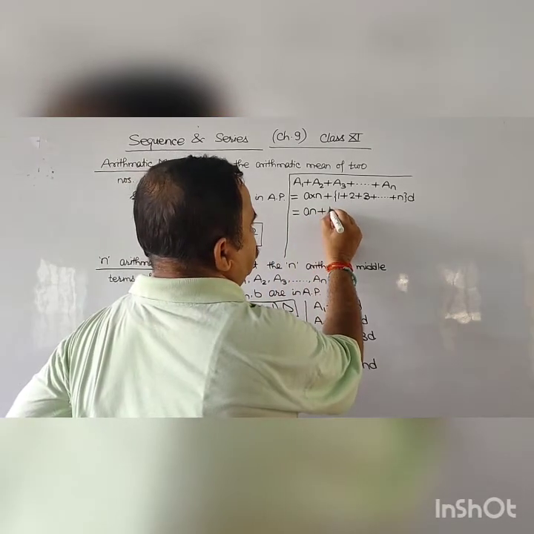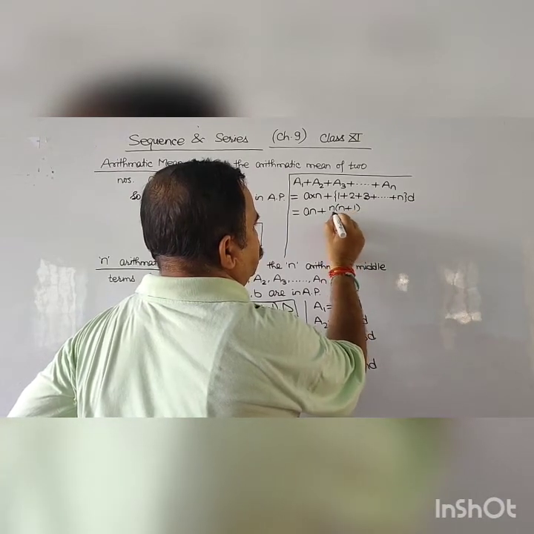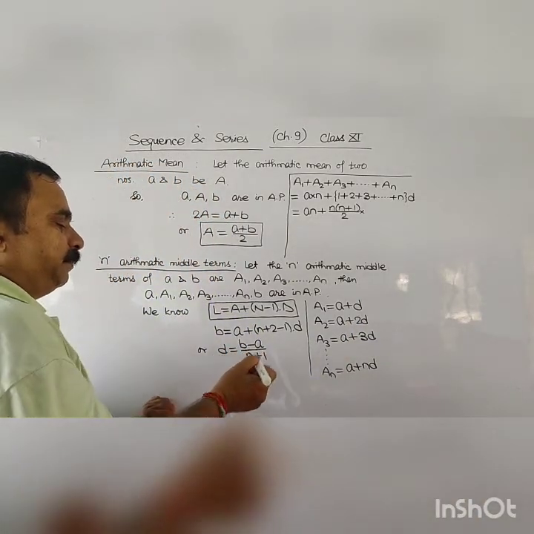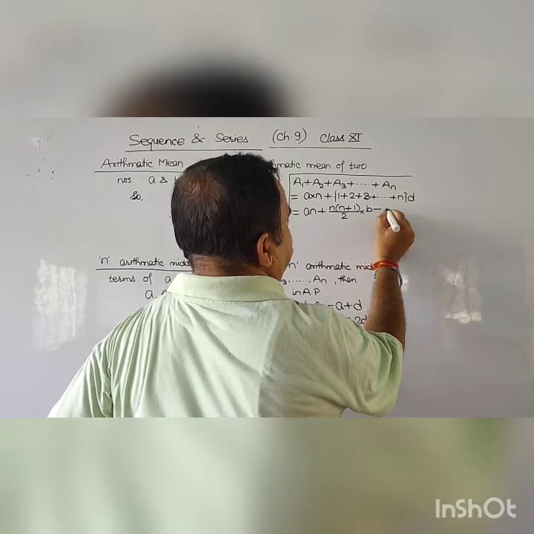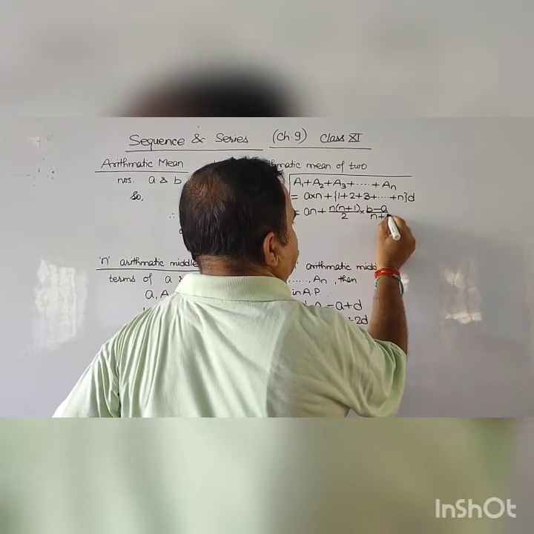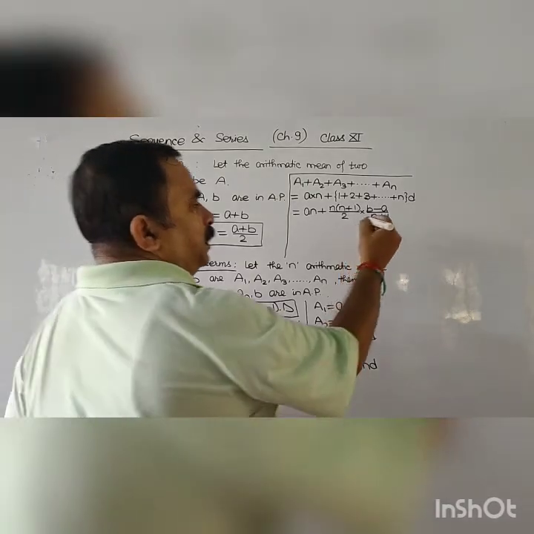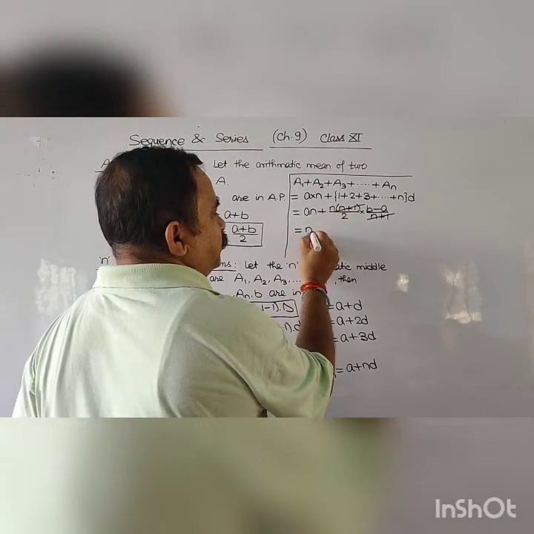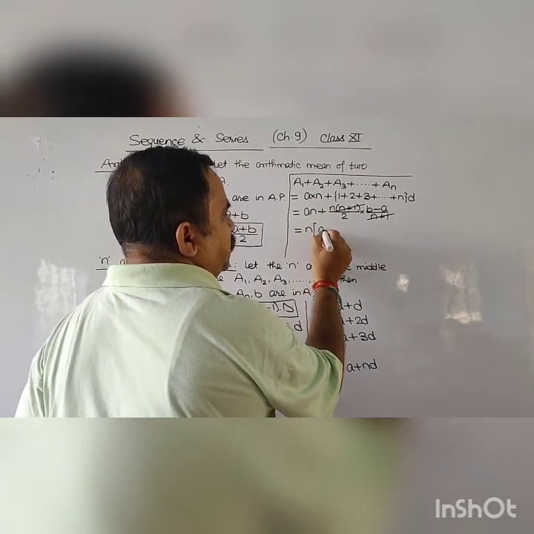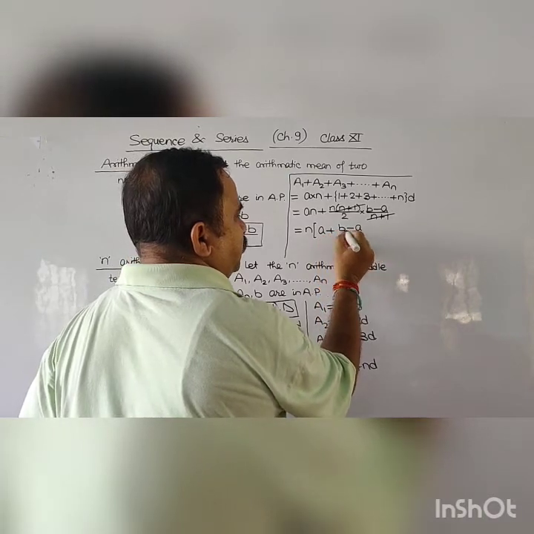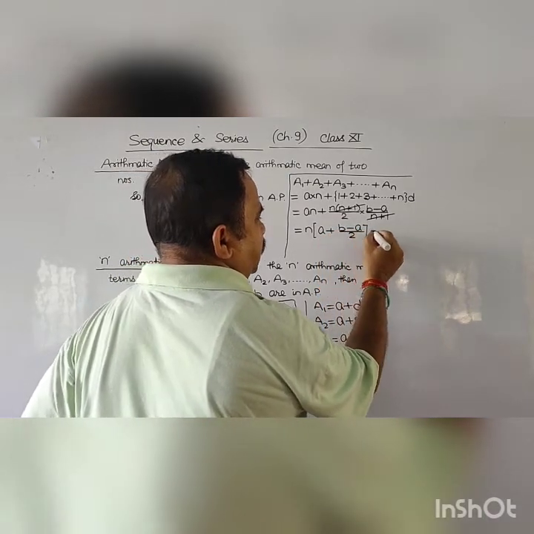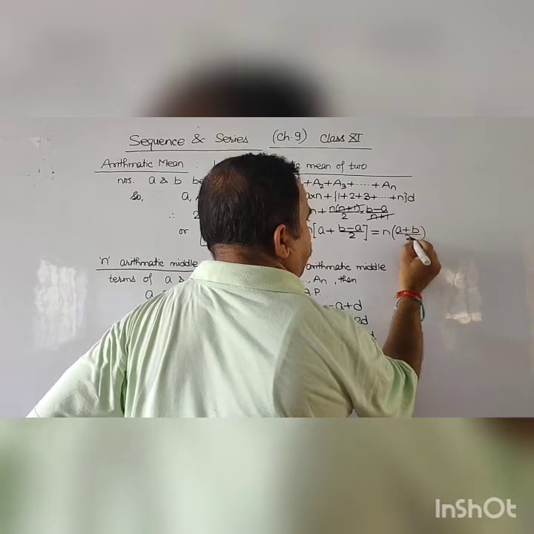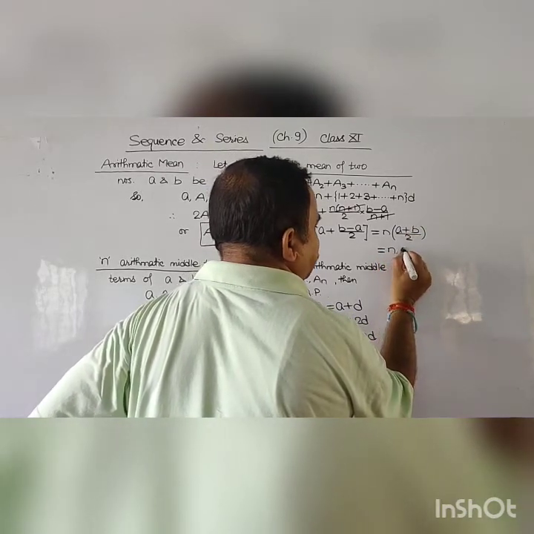This is n into (n plus 1) by 2, and substitute the value of d. The value of d is (b minus a) upon (n plus 1). So n plus 1 is cancelled out with n plus 1. Take n common: n times (a plus (b minus a) by 2). Simplifying, it becomes n times (a plus b) by 2, and (a plus b) by 2 is their arithmetic mean.